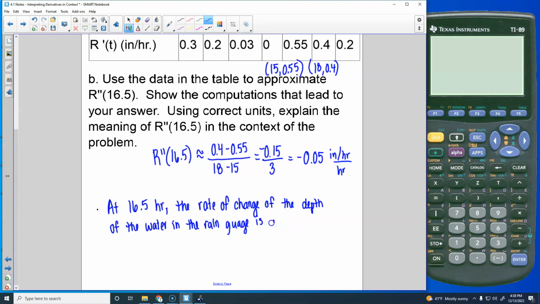The second derivative is negative, decreasing at a rate of 0.05 inches per hour. So the rate of change of the depth of water is changing at a rate. So it's the rate of the rate here whenever we're talking about R double prime.